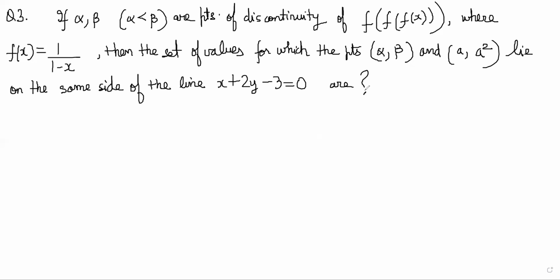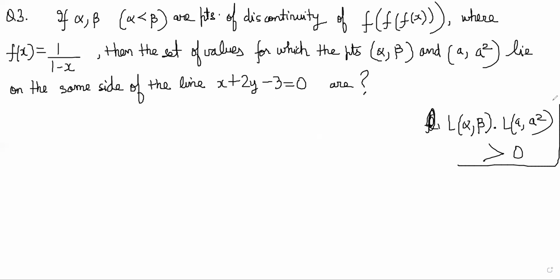So you know the theory of points lying on the same side of a line. When will 2 points lie on the same side of a line? If you substitute those 2 points in the line equation, if one is negative, then the other will also be negative. So if you substitute alpha, beta and substitute a, a square in the line equation, the product should be positive. Then they will be on the same side, correct? So let's first of all find our f of x. That is the first job.